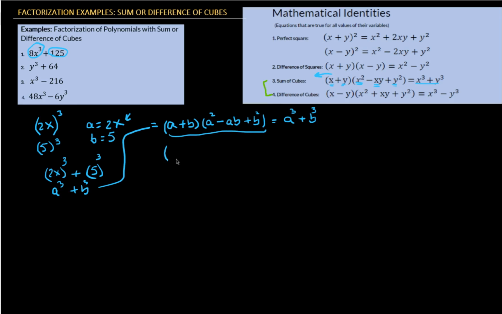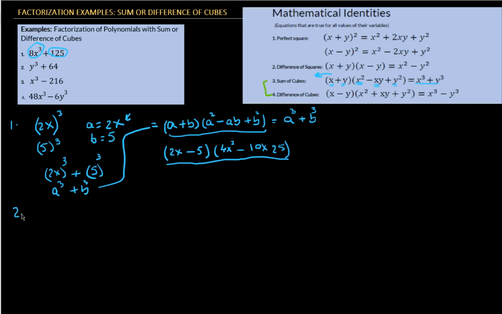So A is 2x plus B is 5. A square is 2x square, which is 4x square, minus AB, minus A into B. A into B is 5 into 2x, 10x, plus B square. B square is 25. So this is your factored form, or the factors of this polynomial 8x cube plus 125. So this is your answer. So this was example 1.